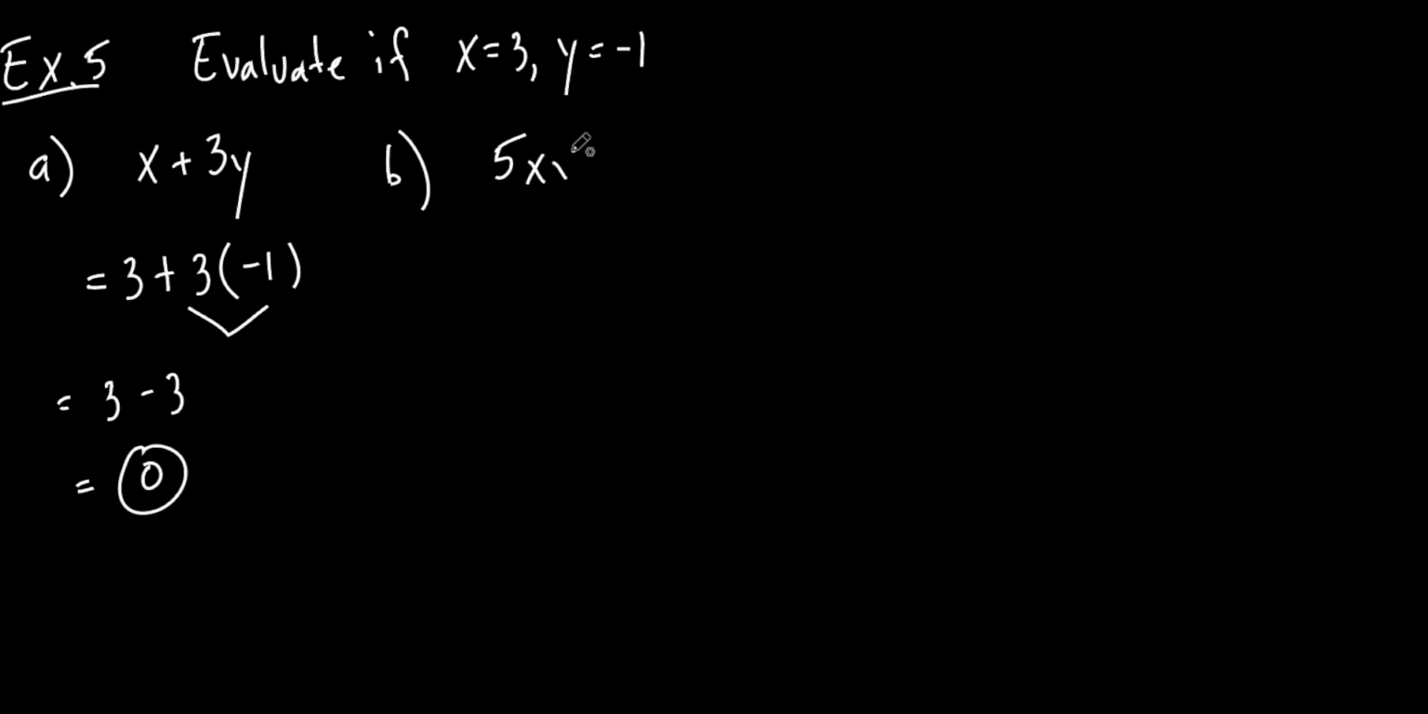So 5xy, that's my algebraic expression. I want to figure out what that is equal to if x is 3 and y is -1. So what are all three of these things doing to each other? They're all being multiplied. So watch this. This is what I do a lot of times.